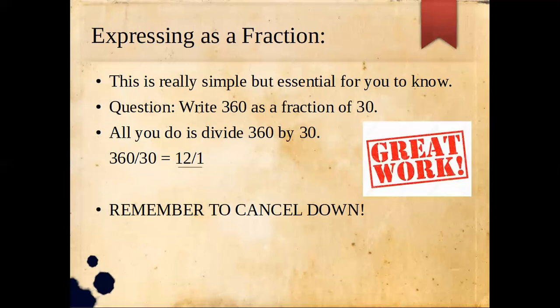And that will give us, if you simplify down, 12 over 1, okay? We could just write 12 here, but it's asking us to write it as a fraction, so we'll leave that as 12 over 1. Always remember to cancel down. You will not get all the marks if you write 360 divided by 30. You need to cancel down. Great work.